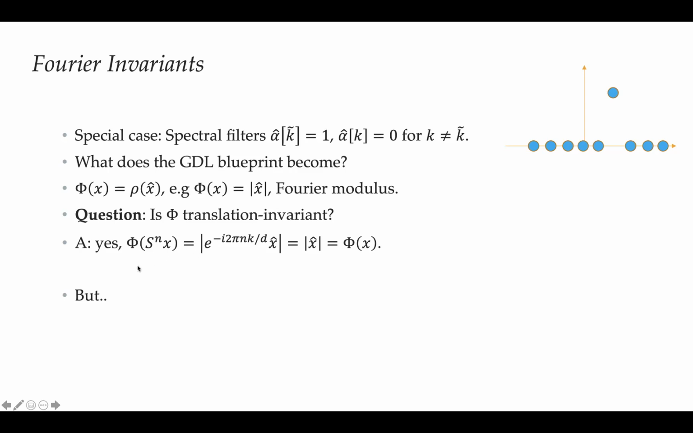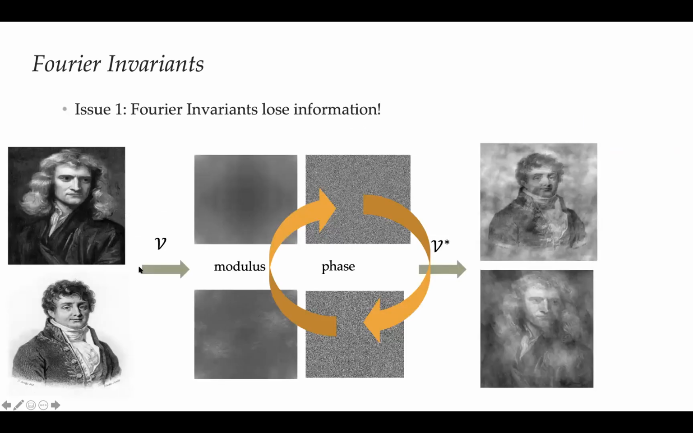But there's a problem. There's a certain problem that this kind of representation is hinting at. There's a bunch of important problems. The first one is that the Fourier invariants lose information, and here I just try to illustrate what happens.